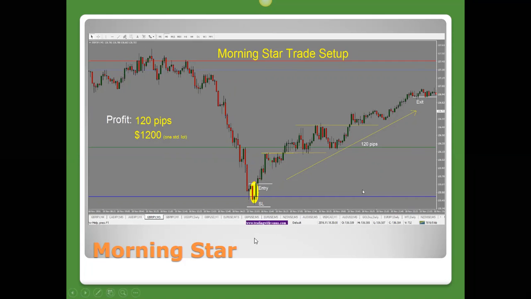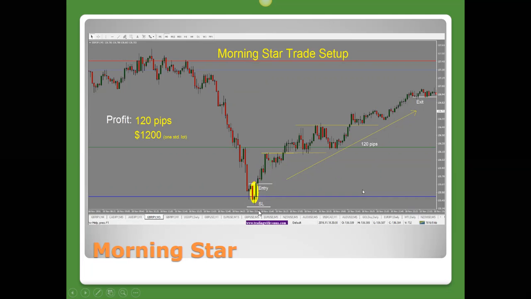So here we see that the price has been coming down for some time. Then we get this bullish pin bar, but price goes back, tries to go back lower, gives us this Morningstar pattern. So we have a bearish candle, little doji in the middle, and then a bullish candle. So this is our Morningstar pattern.